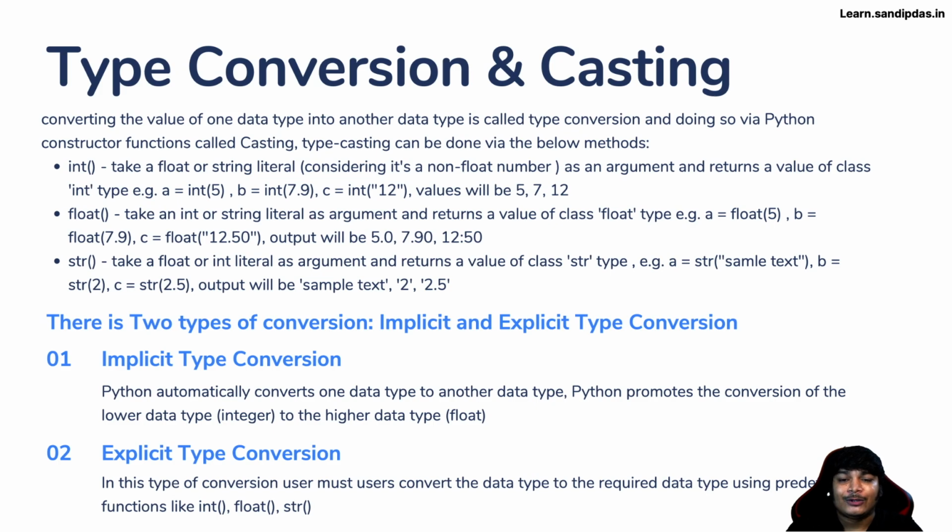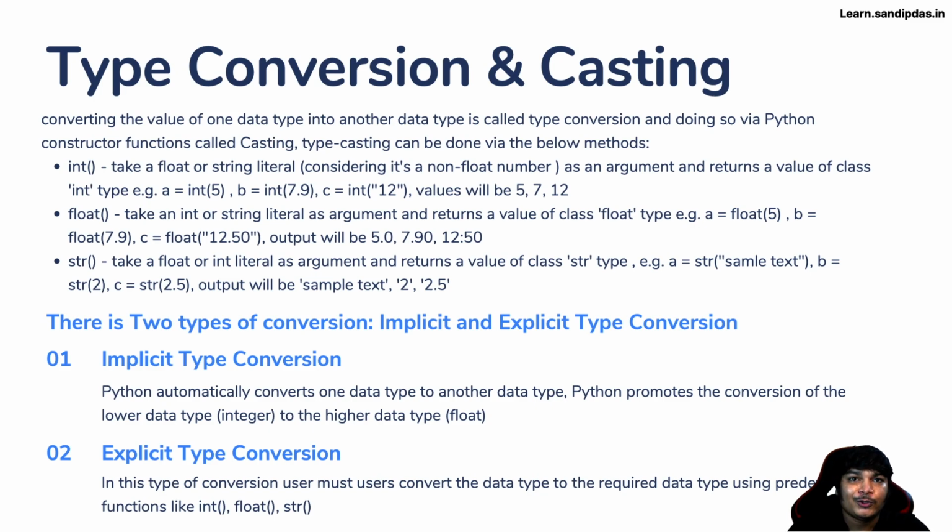For str, it will take a float or int literal as an argument and return a value of class string. For example, a is equal to str of 'sample text', b is equal to str of 2, c is equal to str of 2.5, and output will be 'sample text' as a string, 2 as a string and 2.5 as a string.